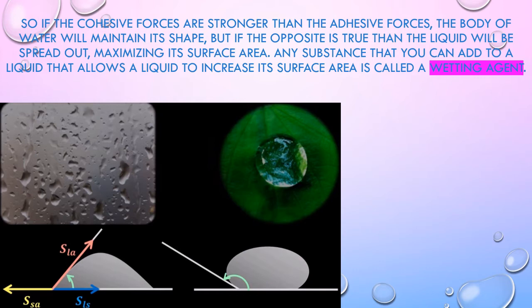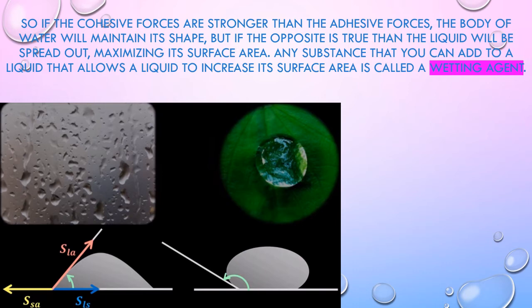Now here in the first case, the three types of forces are: the first one, represented by the yellow arrow, is the force of attraction between the solid and the air. The second one, represented by the pink arrow, is the force of attraction between the liquid and the air. The third one, represented by the blue arrow, is the force of attraction between the liquid molecules and the solid surface.